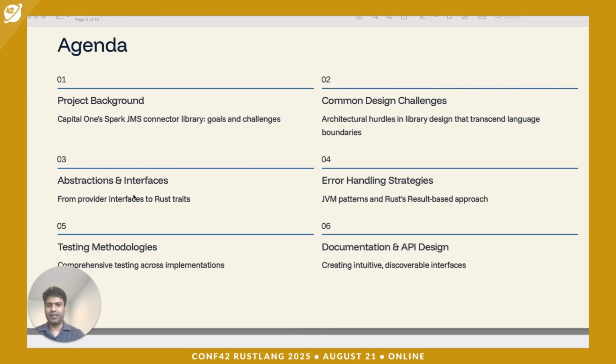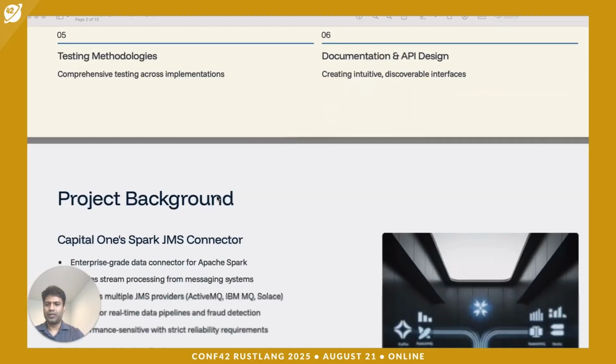And we will navigate to the error handling strategies where we will see the JVM's patterns and the Rust result-based approach. After that, we will see how we have covered the implementation with comprehensive testing across all the implementations, both with Rust and the JVM. And last, we will see how we have generated intuitive and discoverable interfaces with the documentation API design. We'll quickly go through the project background.